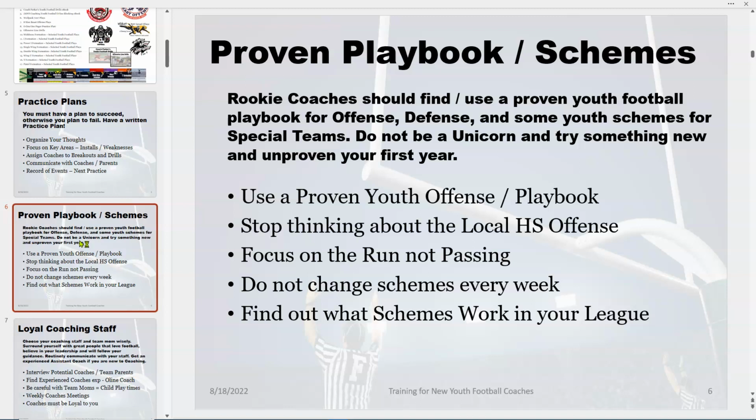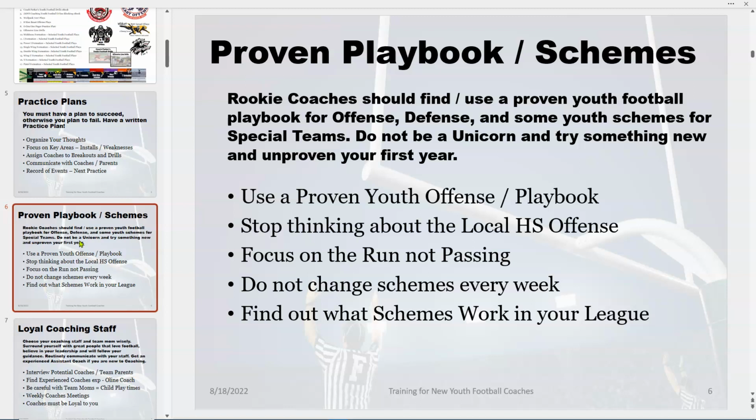I kind of walked into one my first season with the Yale single wing and single wing stuff. And then in 2006 at 7 and 8, when I was coaching my oldest son back in Denver, I had read many playbooks because they were so available at that point on the internet. And that really upped my game to a whole other level. So, youth football playbooks are going to tell you to focus on the run and not passing.